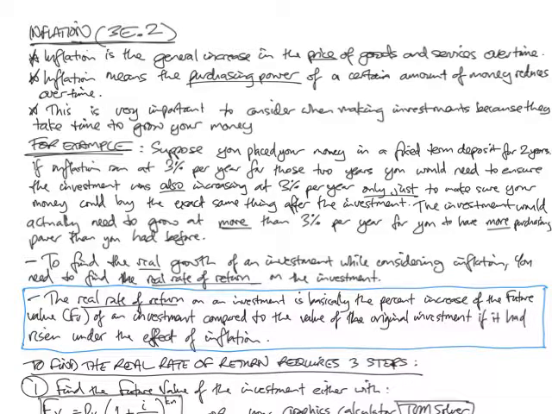Inflation means that the purchasing power of a certain amount of money reduces over time. So say you had $100 now, in a couple of years that $100 isn't going to be able to buy the same thing. This is really important to consider when you're making investments, because they take a long time to grow, but in the same amount of time everything may be more expensive. So your investment might not grow enough to cover that expense, and you won't actually grow the money for real.